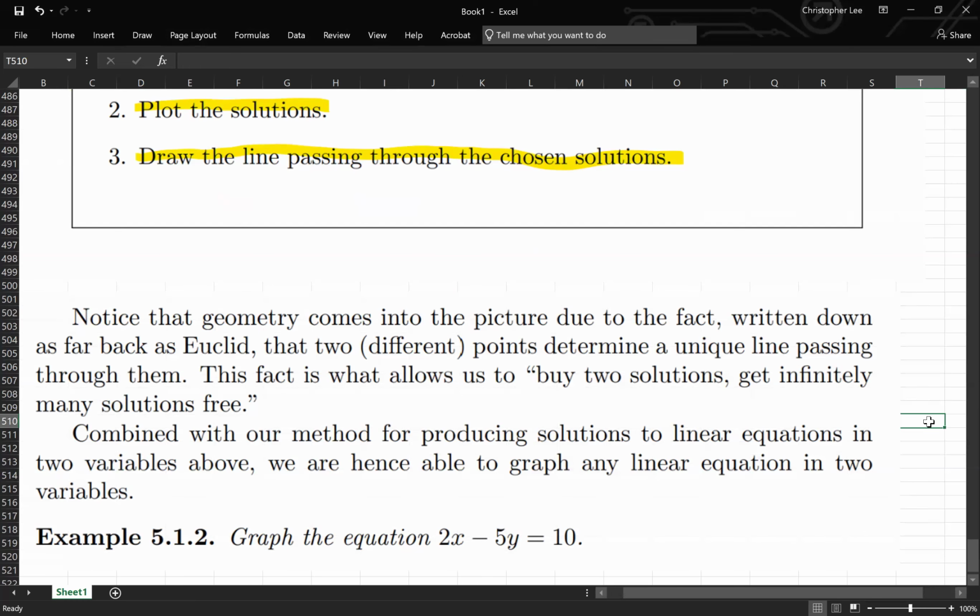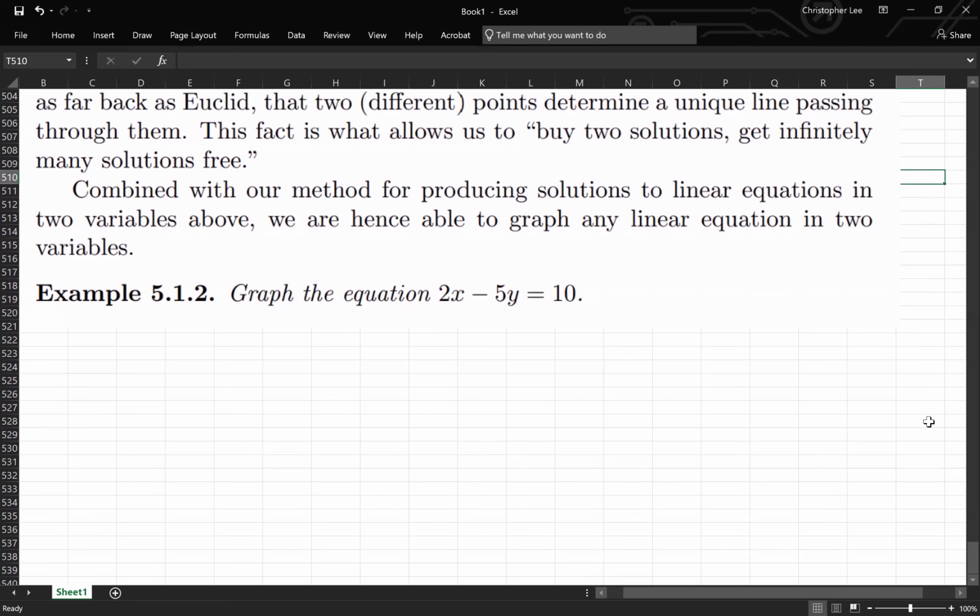So notice that geometry comes into the picture due to the fact, written down as far back as Euclid, that two different points determine a unique line passing through them. This fact is what allows us, by buying two solutions, to get infinitely many solutions free. Combined with our method for producing solutions to linear equations in two variables above, we are hence able to graph any linear equation in two variables. So let's graph the one that we had before, 2x minus 5y equals 10, right?